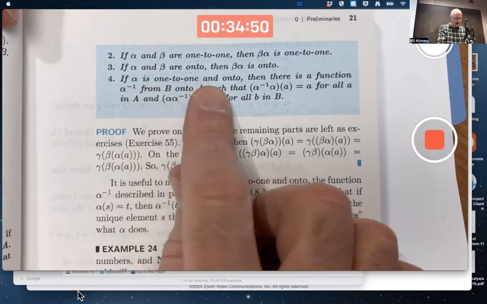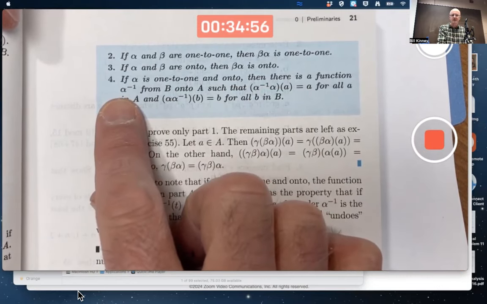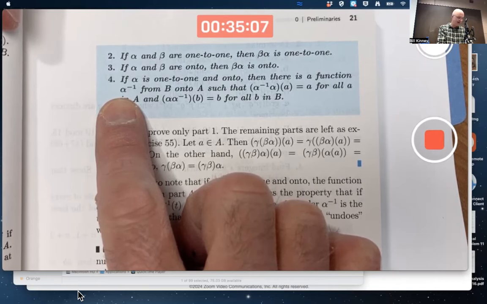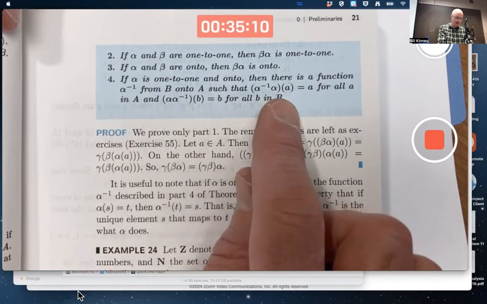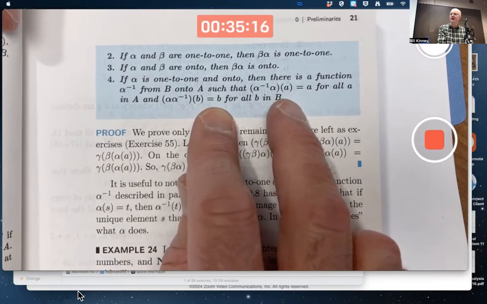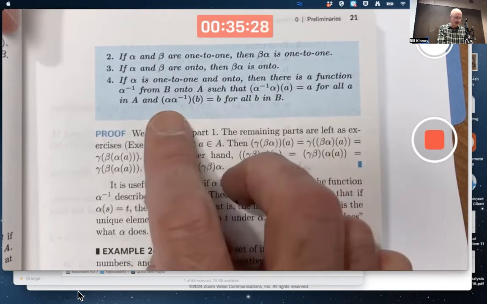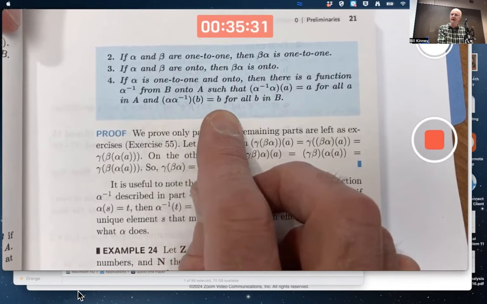If alpha is 1-to-1 and onto, then there is a function denoted by that symbol. Is that alpha to the -1 power? It's best to call it alpha inverse. These are functions. Alpha inverse from B to A, such that when you compose it with alpha, you get, how can this be described? You get a function that maps elements to themselves. It's called the identity function, right? Alpha inverse, compose alpha of A is A for all A. Alpha of alpha inverse of B is B for all B.